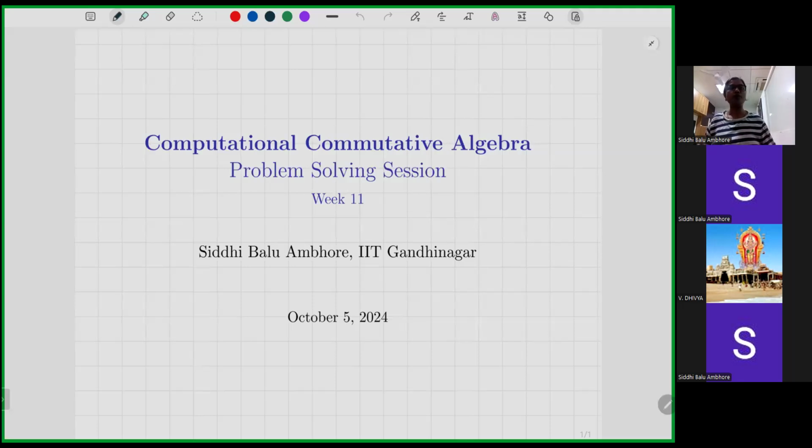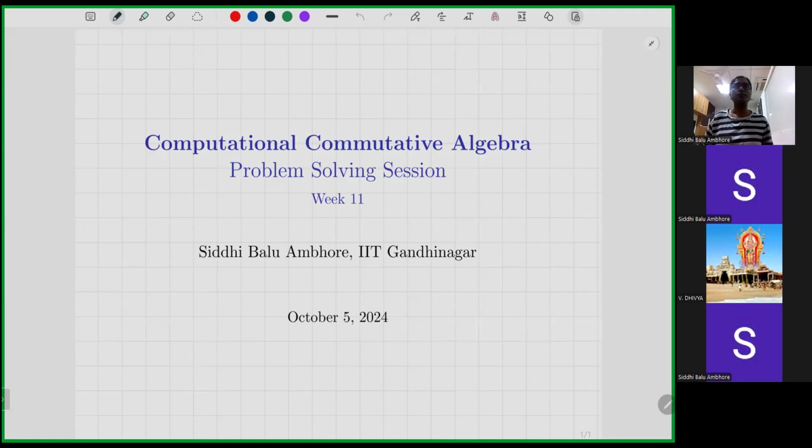I am Siddhi Balhumburi from IIT Gandhinagar, and today we will discuss problems related to the syllabus from week 11. That is, problems related to graded rings, projective space of graded rings, homogenization and free resolution.